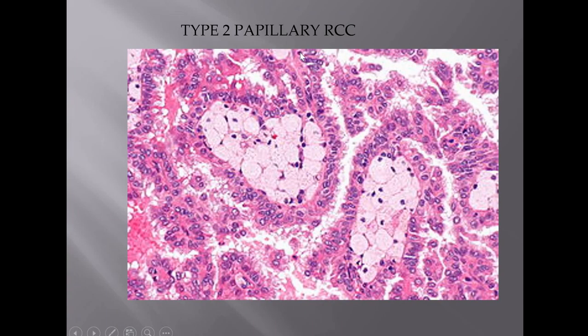This is a type 2 papillary RCC, where we can see the cells again have papillae-like projections, and these papillae are lined by cells which are multi-layered, or there is pseudostratification, with many layers on top.